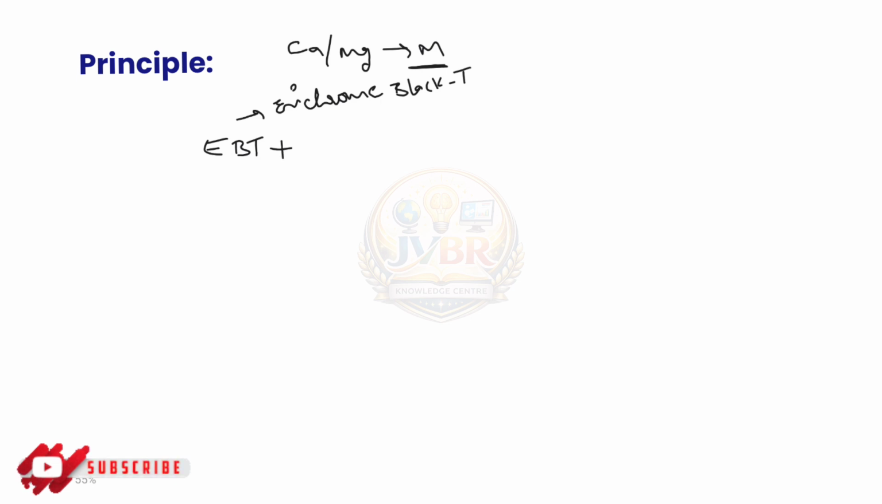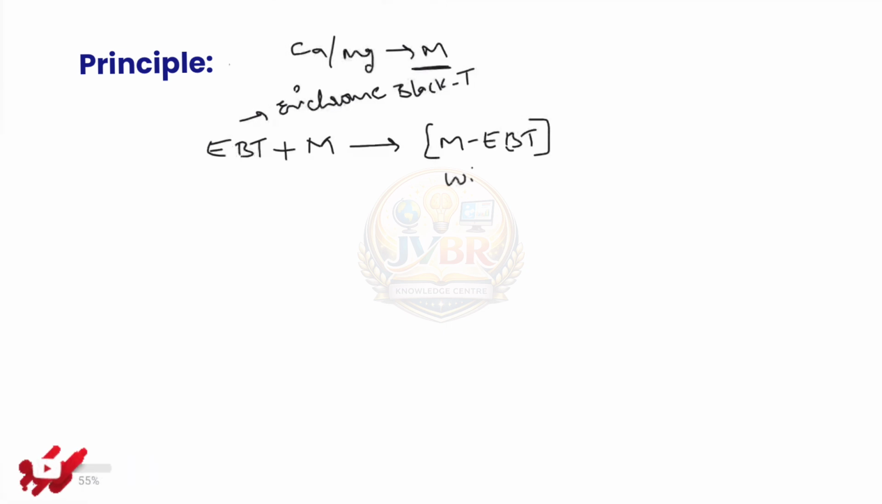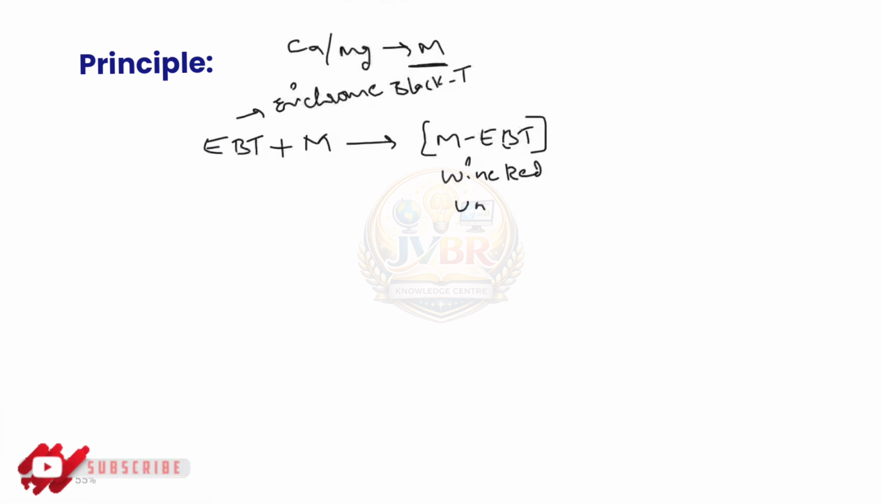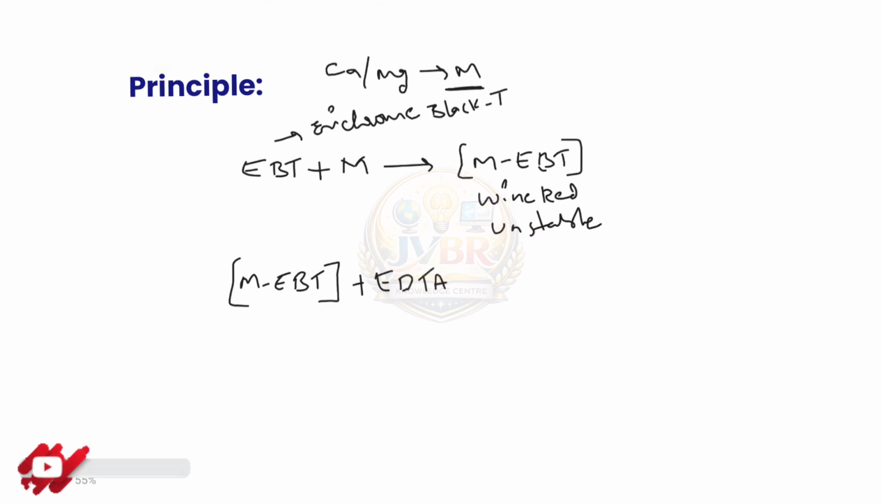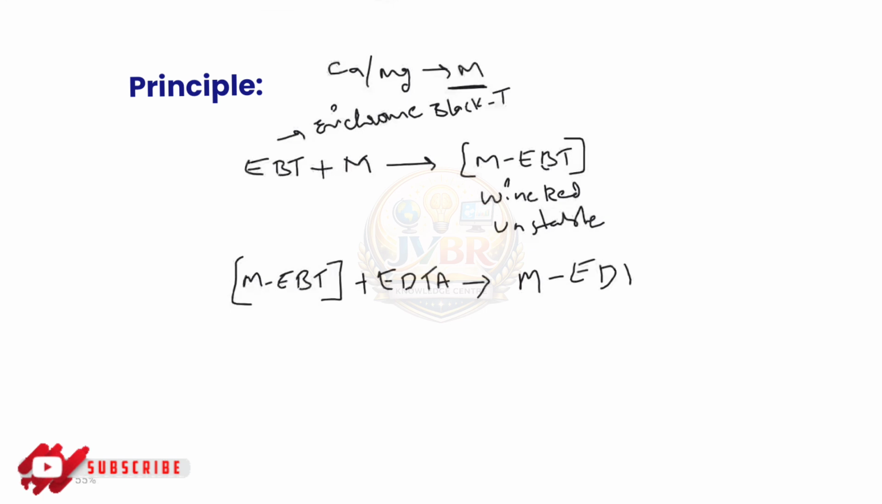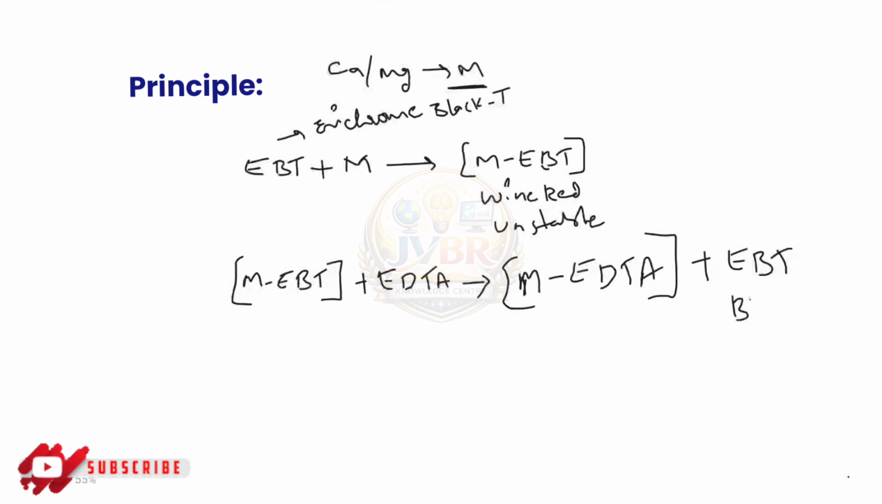When EBT indicator is added to the hard water, it reacts with whatever metal ions are present in the hard water, like calcium and magnesium, and it forms a metallic EBT complex. This complex color is wine red and it is an unstable complex. Now this complex is titrated with EDTA. Metallic EBT reacts with the EDTA and forms metallic EDTA complex and it gives free EBT. The color of free EBT is blue. We can call it clear blue or steel blue color. Metallic EDTA complex is a stable complex.